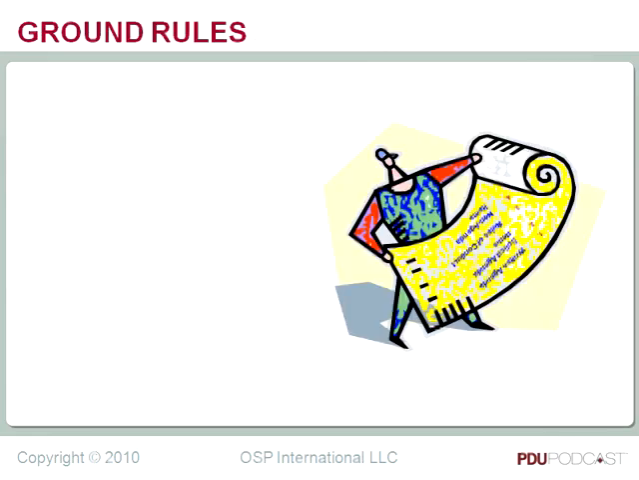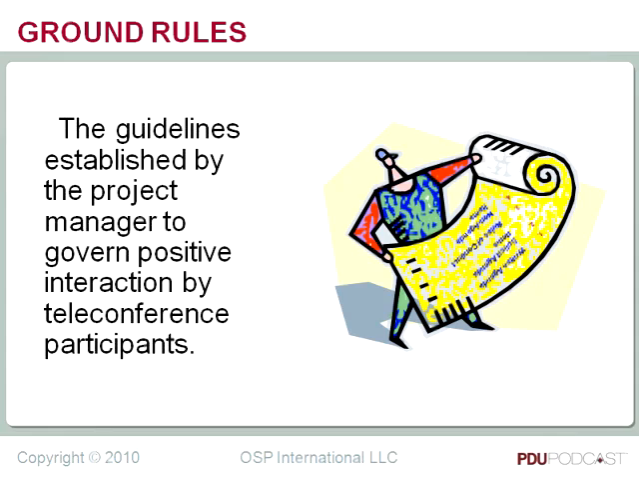So, Gene, what are ground rules? What's the definition? Cornelius, the definition of ground rules is the guidelines established by the project manager to govern positive interaction by teleconference participants. And translated, that means? That means the rules of the road, so to speak. Okay. How you're going to conduct yourself, your own personal interaction.